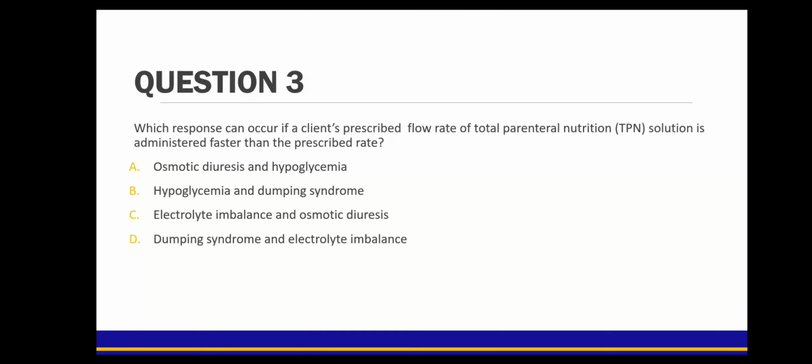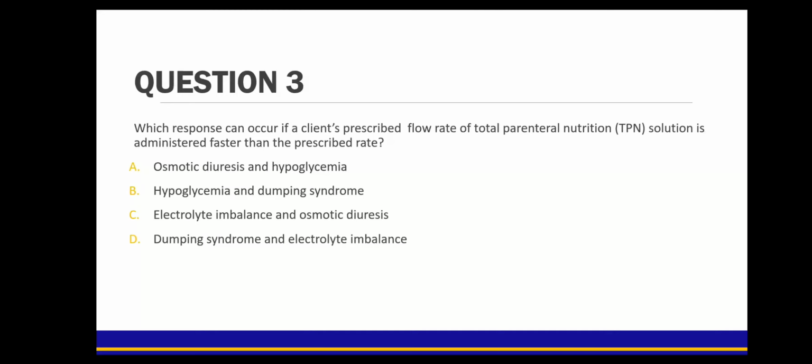All right, let's look at this question again. Which response can occur if a client's prescribed flow rate of total parenteral nutrition solution is administered faster than the prescribed rate? So the question is asking, we're giving this fluid faster than it was prescribed. What is the fluid? It's TPN. Okay, we don't have a keyword here.